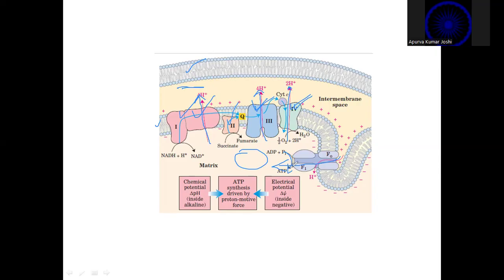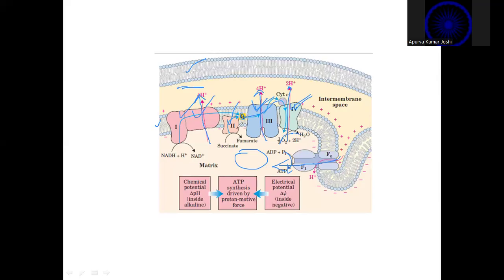Okay, I'm not going to go into all these details, although I'll still tell you that when the electrons are taken from NADH, two of them are passed on to ubiquinone. Ubiquinone then passes the electrons to cytochrome C via complex 3, and complex 4 will take electrons from cytochrome C and reduce oxygen to water.